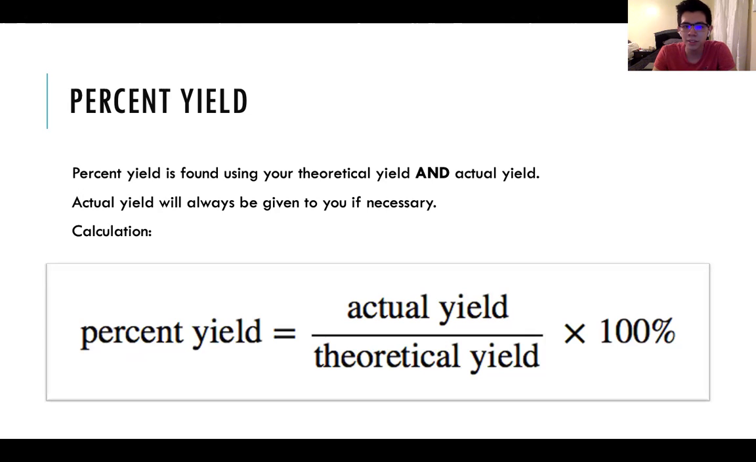So how do we calculate percent yield of a reaction? Remember that percent yield is found using your theoretical and actual yield. Actual yield will always be given to you if necessary, right? So this is the formula that you definitely should have written down, or maybe on your note card too for this upcoming exam. Percent yield is equal to actual yield over theoretical yield times 100%, right? And we do the times 100 piece just to make it into a percentage so that we're not just looking at a decimal, even though technically a percent is a decimal.